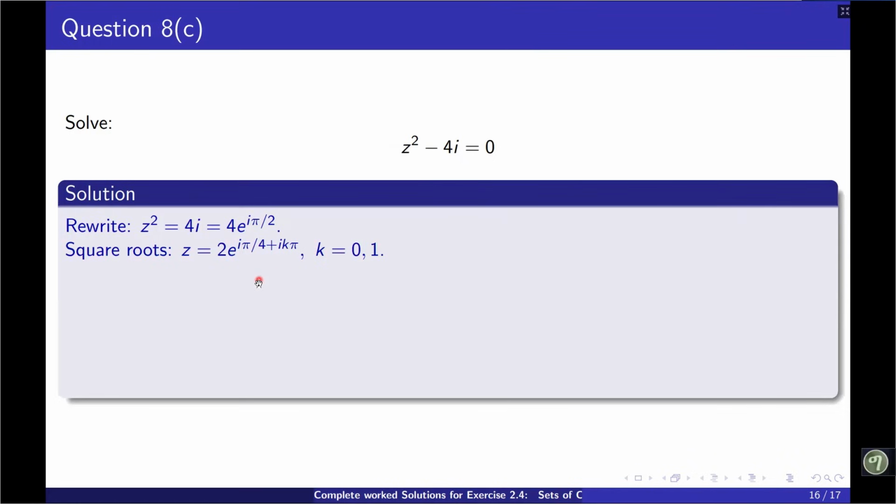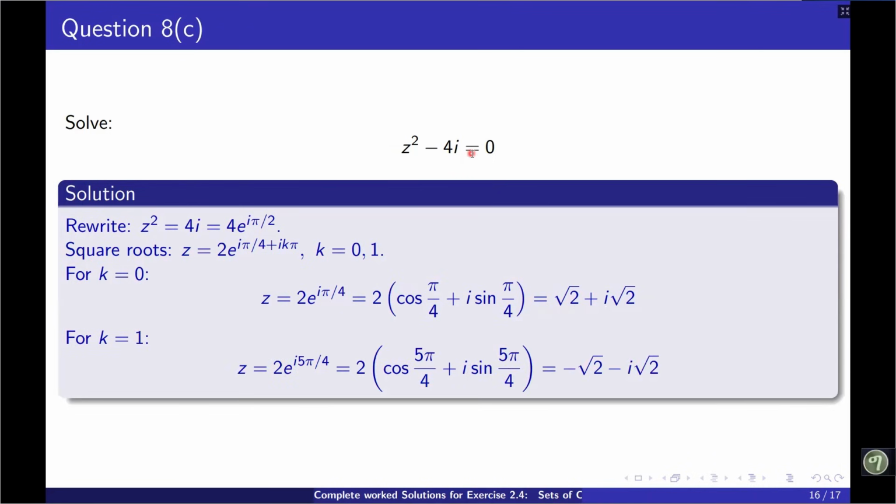Then taking the square root again, as with the previous one, we have z is equal to 2, that is the square root of 4 is 2. And e to the power of i pi over 2 could be e to the power of i pi over 4 plus i k pi, where possible values of k are 0 and 1. So that for k is equal to 0, z is equal to 2 times e to the power of i pi over 4. That is, this is already 0. But this could be 2 times cosine of pi over 4 plus i times sine of pi over 4, which is radical 2 plus i times radical 2. This is the first root of this equation.